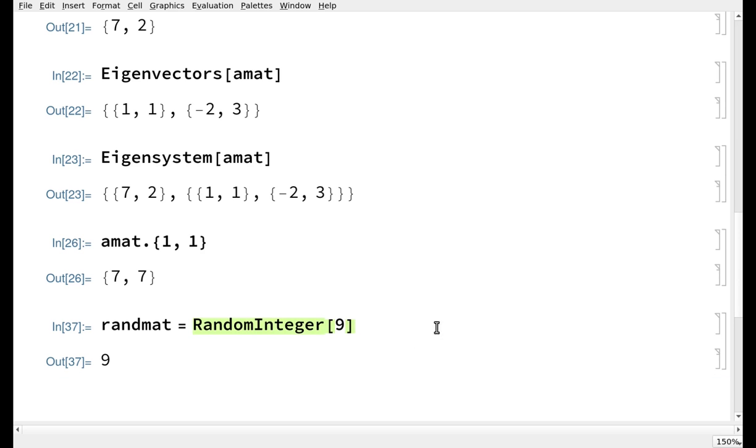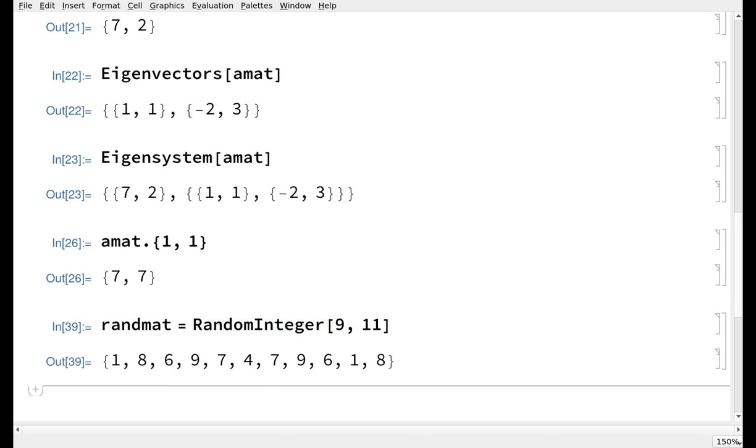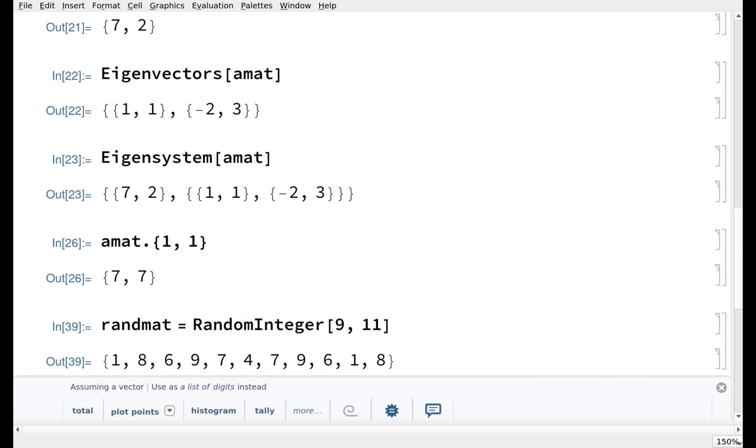Now I can also add a second input to tell me how many random integers I want. So maybe I want 3 random integers. It'll give me 3 random integers, each one between 0 and 9. Or I can ask it to give me 11. It'll give me 11 random integers, each one between 0 and 9.